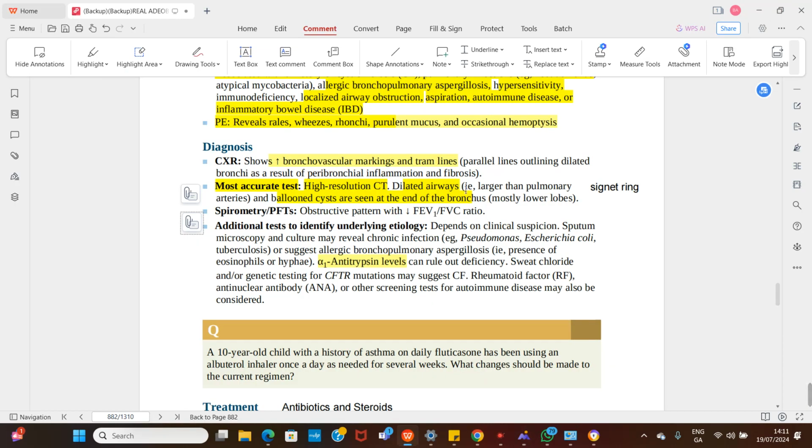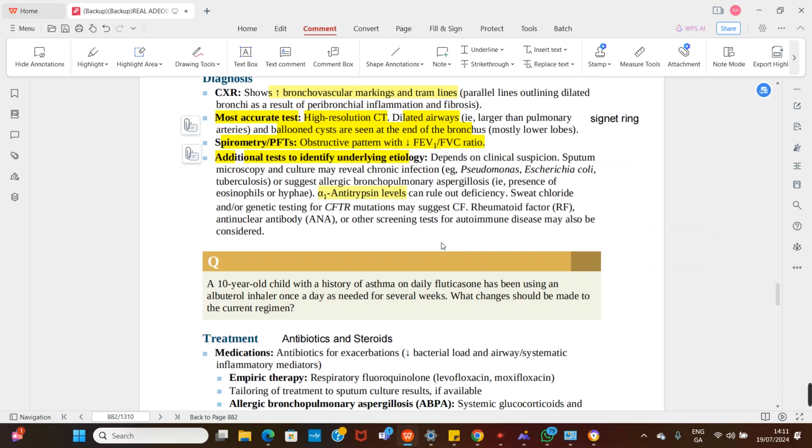So the gold standard test to order is your what? Your high resolution CT scan. That's the most accurate test to do, right? If you do your X-ray and you are seeing increased bronchovascular markings and tram lines, order your CT scan to confirm your diagnosis. Then you can do other additional tests, like your spirometry, in which you are going to be seeing an obstructive pattern, and you can do other tests too to identify the underlying etiology.